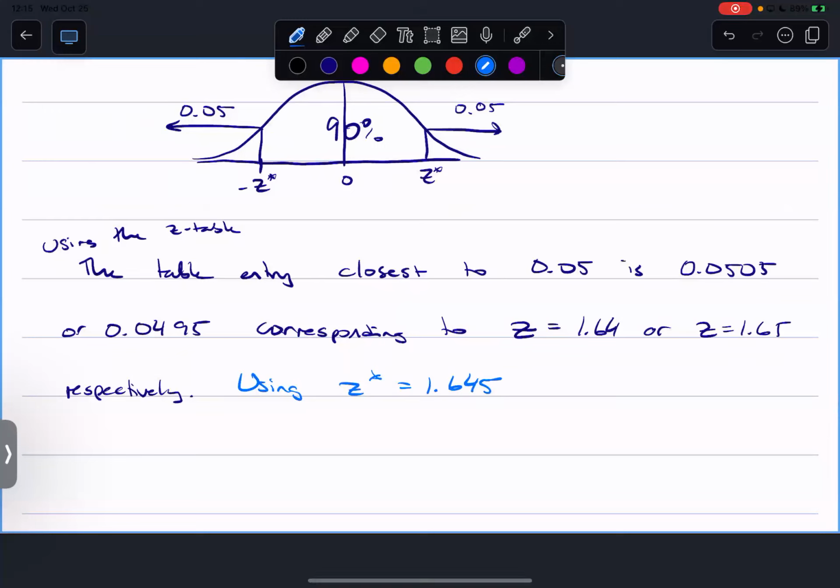So here, negative 1.645 and positive 1.645, right? Which means I have to move 1.645 standard errors away from p hat to capture the central 90%, right? 90% confidence level.